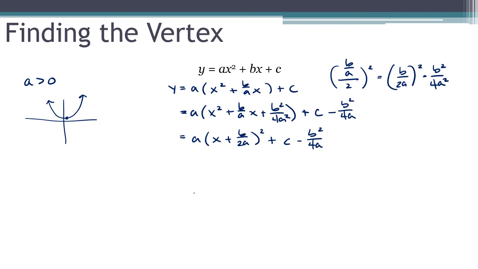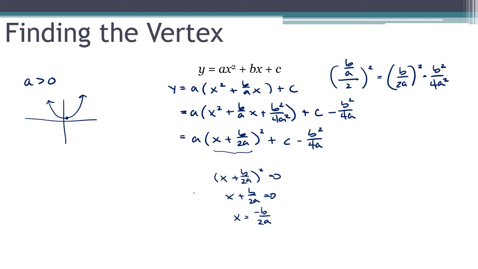Because it's always positive. I don't care what number you put in here for x, when you square it, it becomes positive. So something squared is at a minimum when it equals 0. So when does x plus b over 2a squared equal 0? I'll take the square root of both sides. X plus b over 2a equals 0, and you get x equals negative b over 2a.